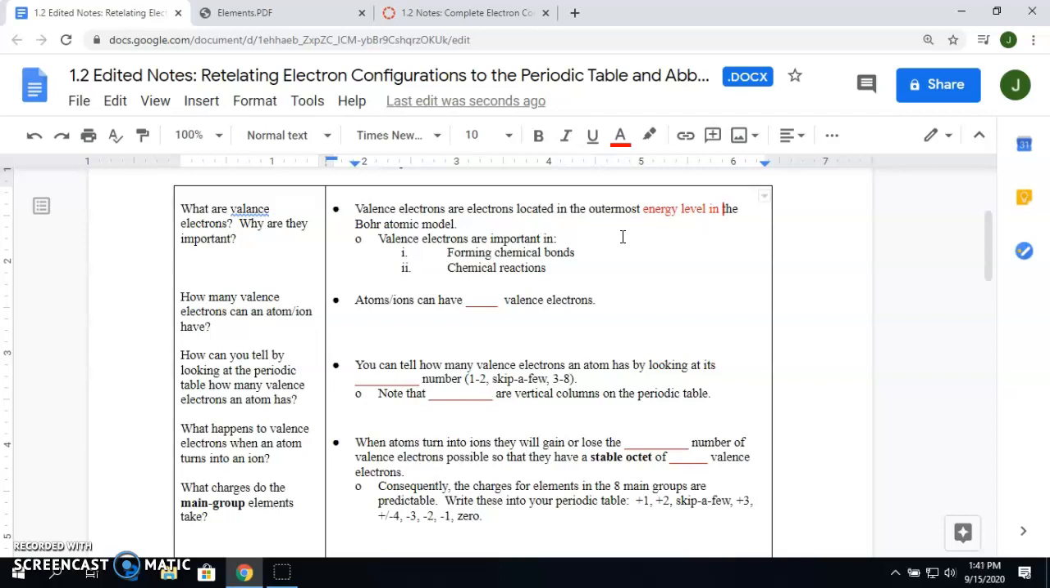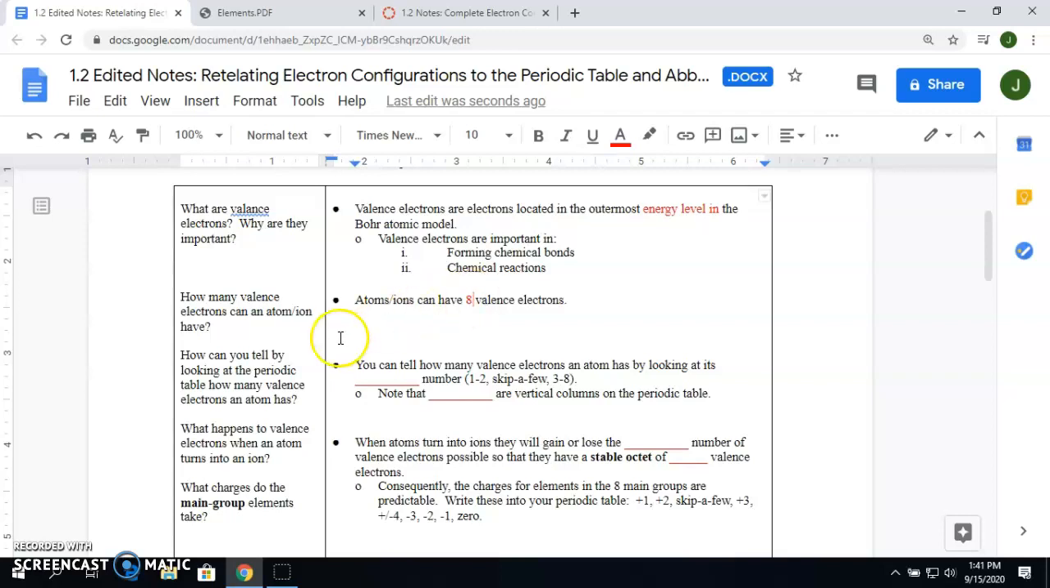The reason valence electrons are important is because they're the ones that participate in forming chemical bonds, and also they participate in chemical reactions as well. So guiding question, how many valence electrons can an atom or an ion have? Atoms or ions can have this magic number 8. They can have up to 8 valence electrons. We're going to take a look at the periodic table in just a minute and get a better understanding for why that is.